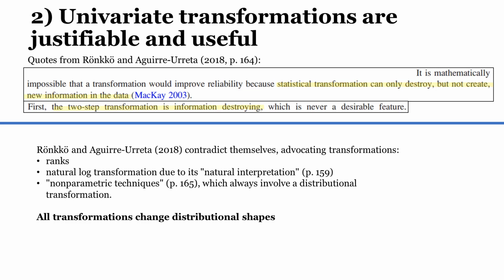These quotes by the authors are too critical of univariate transformations. The authors state, quote, "Statistical transformation can only destroy but not create new information in the data," close quote. In addition, quote, "The two-step transformation is information destroying," close quote. By contrast, in the same article, they also advocate transformations. They advocate ranks, the natural log, and non-parametric techniques, which always involve distributional transformations, oftentimes ranks. We should accept that all transformations change distributional shapes, not just the two-step.